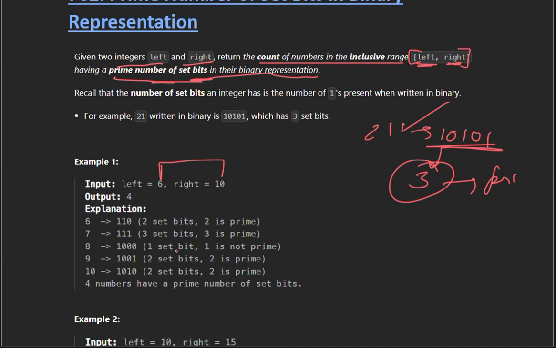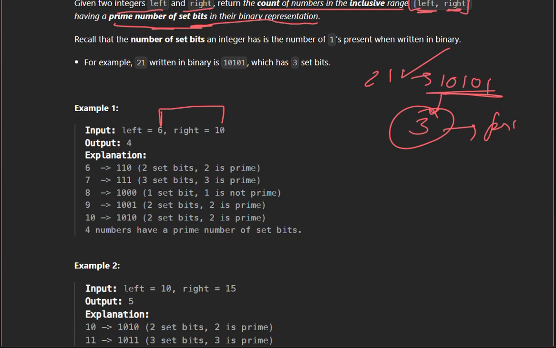Let's see this example to understand it more clearly. 6 is represented as 110, so 2 set bits, and 2 is a prime number. So this is one answer. Here 3 set bits, one answer. Only one set bit, but one is not prime, so this won't be an answer. Here 2 set bits, so this is an answer, and this is also an answer. If you have noticed, from 6 to 10 there are 4 numbers that have a prime count of set bits. It is 4, right?